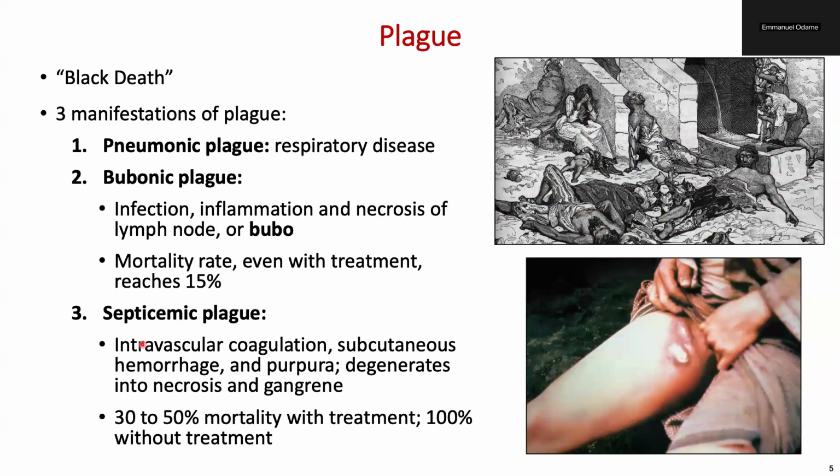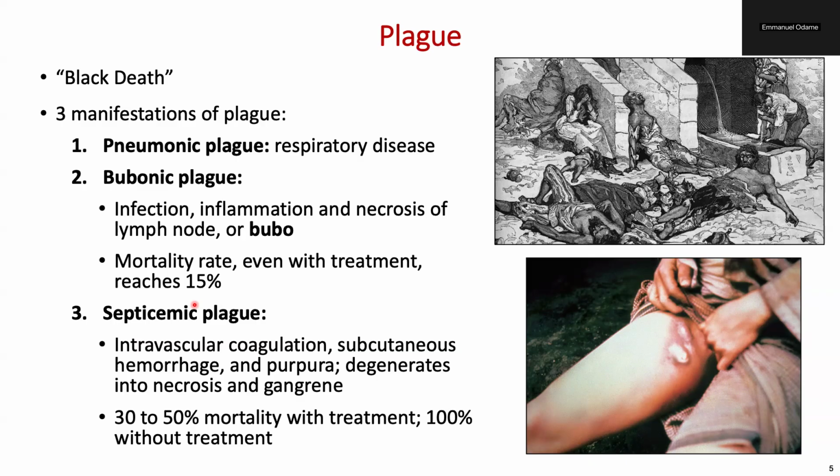Next on our list is plague. The plague, which is basically the Black Death. There are three manifestations of plague. The first one is pneumonic plague, which is a respiratory disease. The second one is bubonic plague, which is infection and inflammation of your lymph node, known as the bubo. Even with treatment, we get around 15% mortality rate.